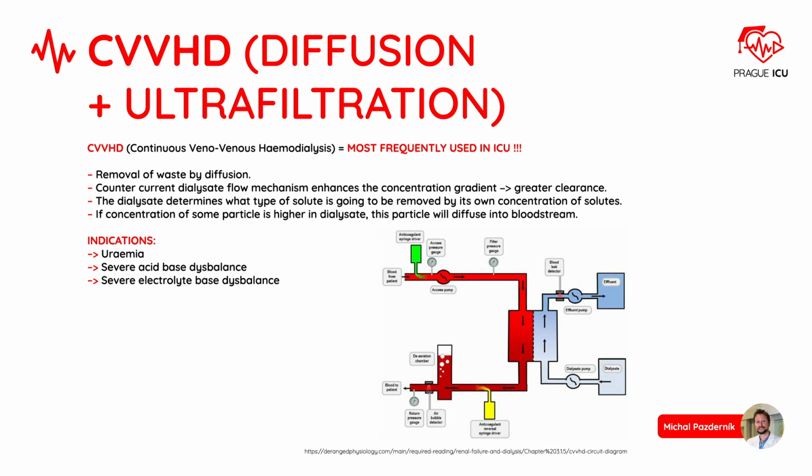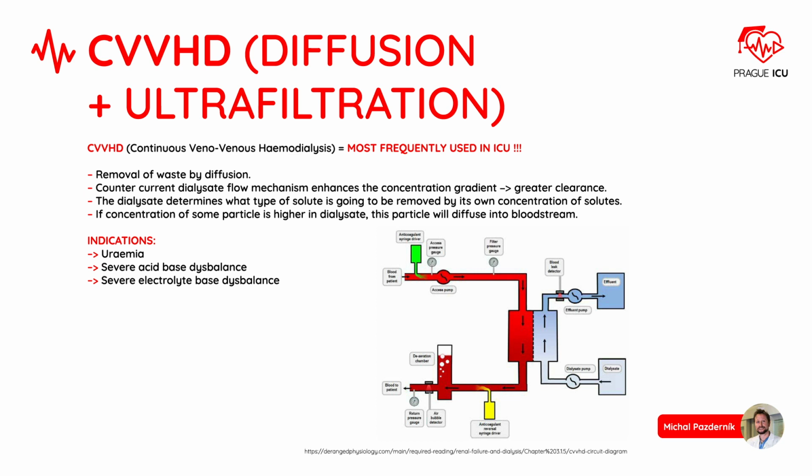CVVHD works on the basis of diffusion and ultrafiltration. CVVHD is the most frequently used method in ICU. Removal of waste is caused by diffusion. Countercurrent dialysate flow mechanism enhances the concentration gradient, hence there is a greater clearance.